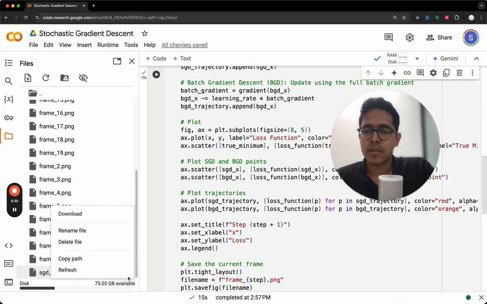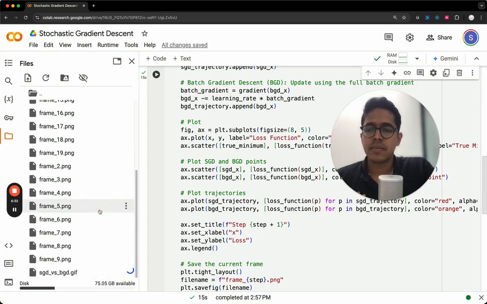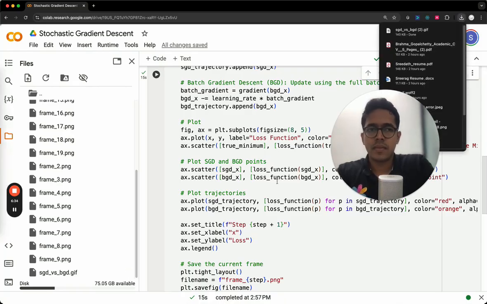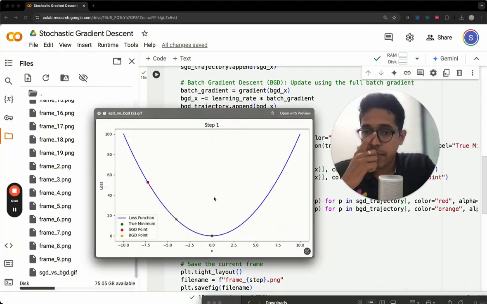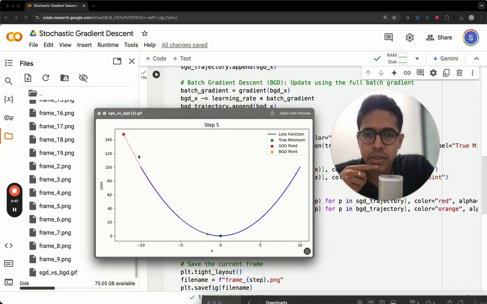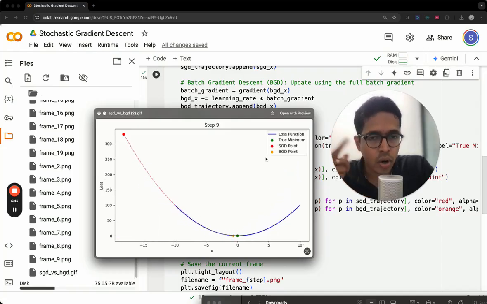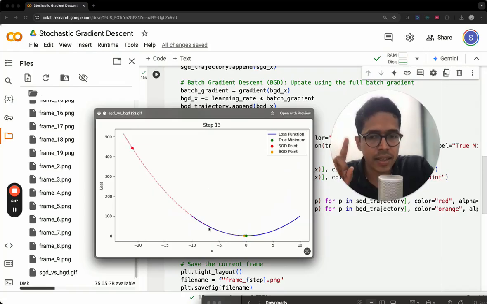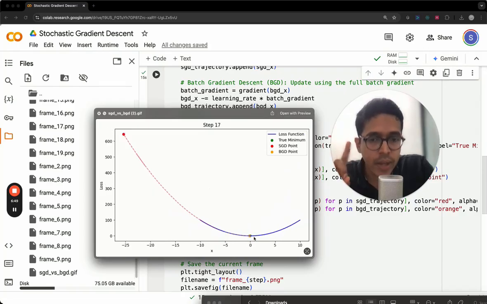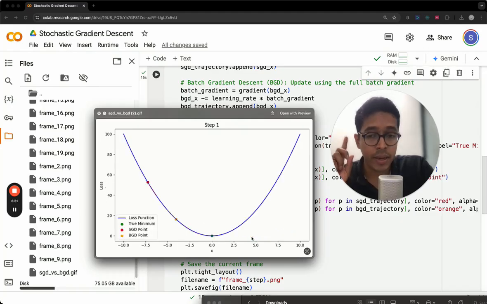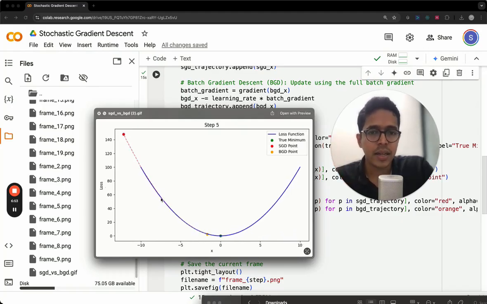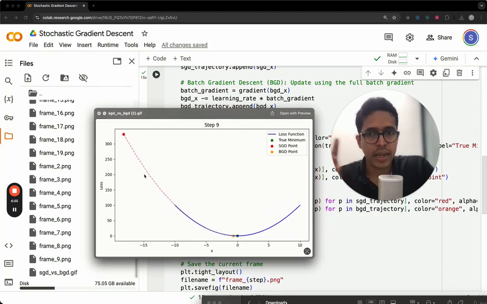Let's open this. I'll open this and show you how the animation looks. So this is the GIF and I hope you can see it properly. The orange one is the batch gradient descent, which is slowly going towards the global minimum in this particular case. But look at what's happening in the stochastic gradient descent.